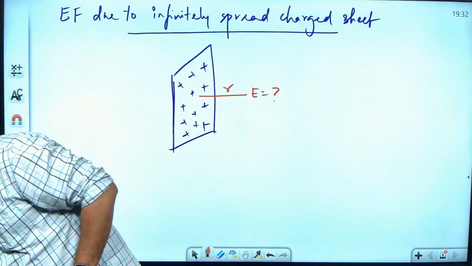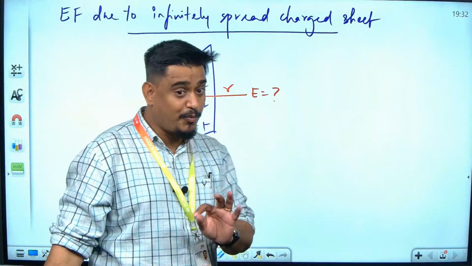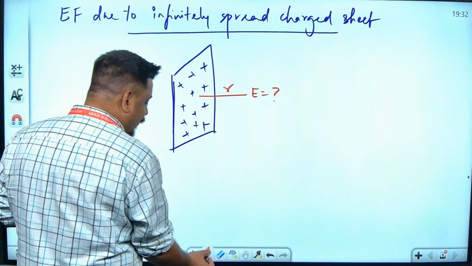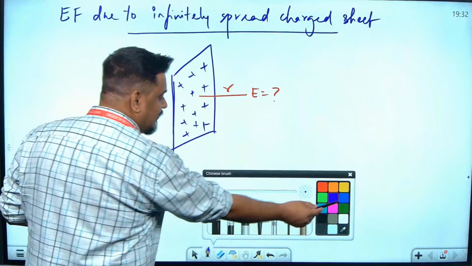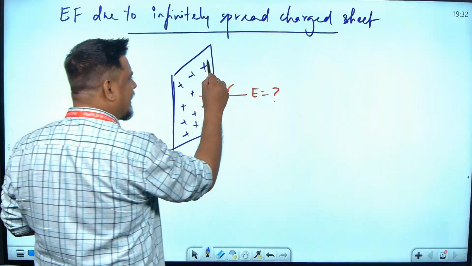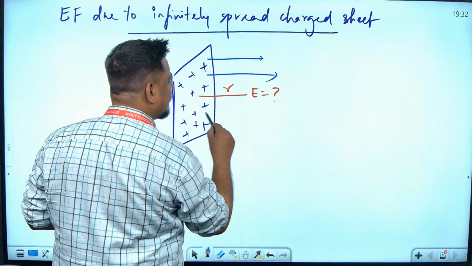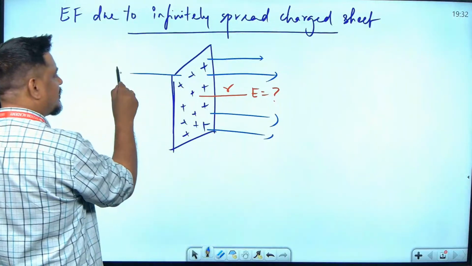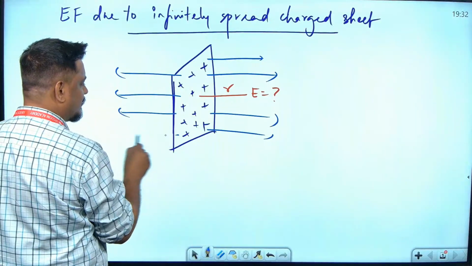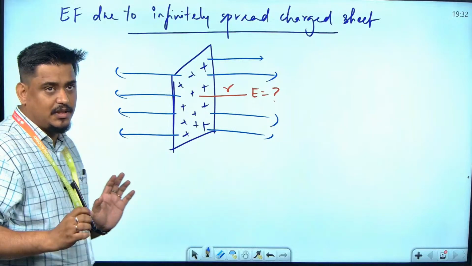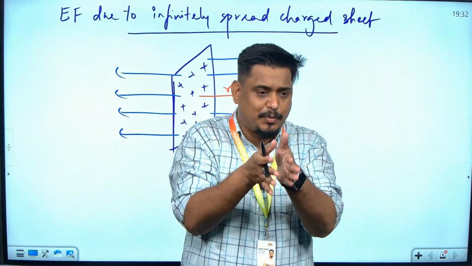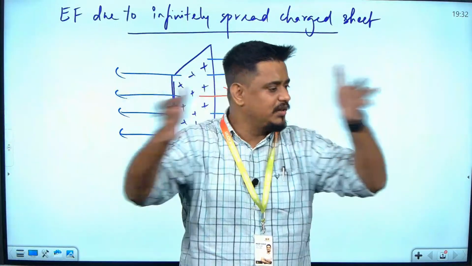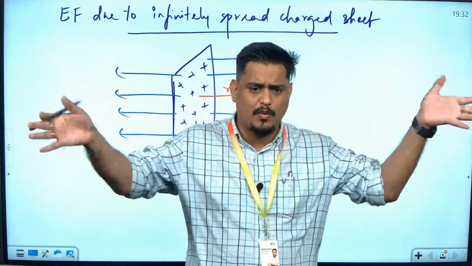Since it is a positively charged sheet, I hope you realize that the electric field produced by this positively charged sheet will be something like this, outwards in both directions. Do you agree with me or not? Yes, sir. Because positive charge has outward electric field. So, it will be outward on both sides.